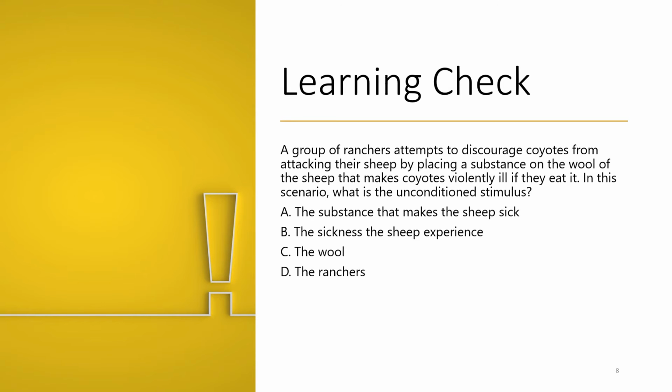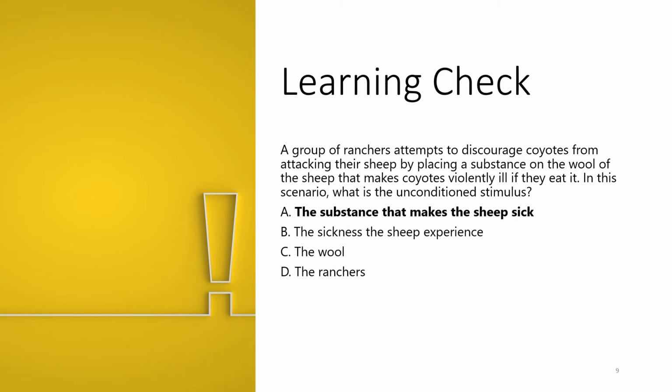Let's check your learning. A group of ranchers attempted to discourage coyotes from attacking their sheep by placing a substance on the wool of the sheep that makes the coyotes violently ill if they eat it. In this scenario, what is the unconditioned stimulus? Is it the substance that makes the sheep sick? Is it the sickness that the sheep experience? Is it the wool? Is it the ranchers? If you're not sure, rewind this video and go back and take a look at our earlier discussion on classical conditioning, or take a look at your notes.